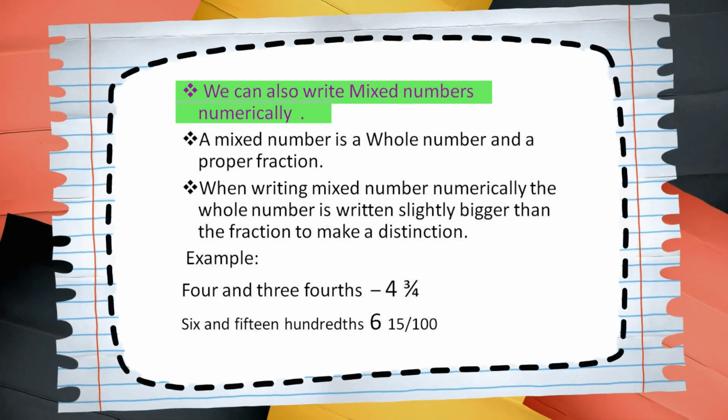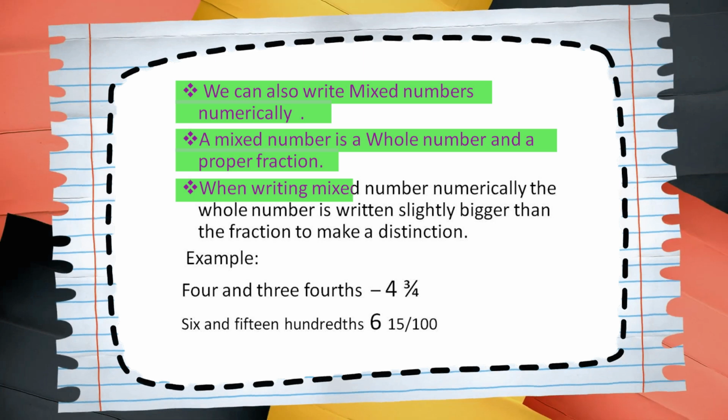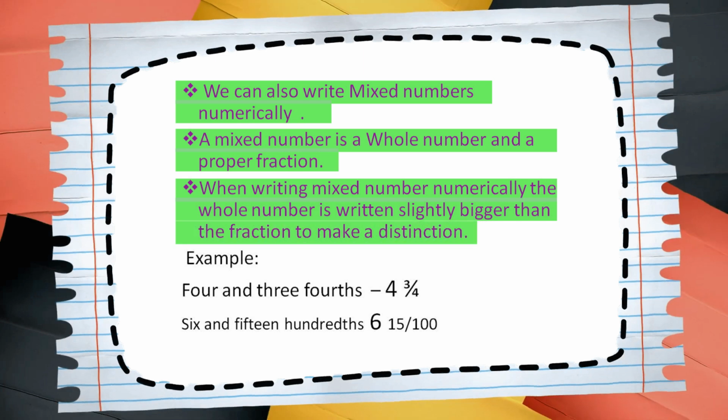Do you know that we can also write mixed numbers numerically? Do you remember what a mixed number is, boys and girls? Yes, a mixed number is a whole number and a proper fraction. When writing mixed numbers numerically, the whole number is written slightly bigger than the fraction, so we can make a distinction. Let's look at this example, four and three-fourths. 4 is the whole number, so it's written a little bigger. 3/4 is the proper fraction, so it's written a little smaller than the whole number.